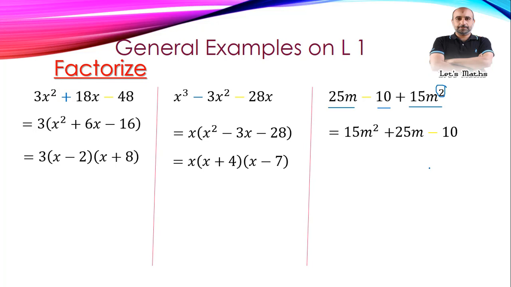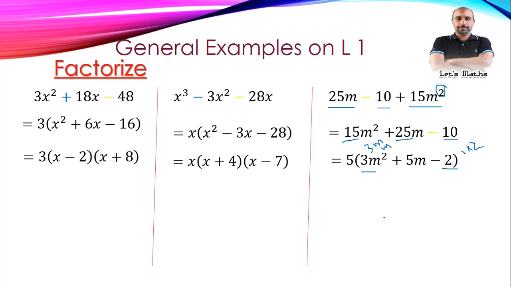Now look for the highest common factor. 15, 25, 10. Now the highest common factor is 5. That's right. 5. 15 divided by 5 equal 3m power 2 plus 25 divided by 5 equal 5m minus 10 divided by 5 equal 2. Now this is the second form. We will factorize the first and the last term. 2, 1 multiply 2. 3m power 2 equals 3m and m.